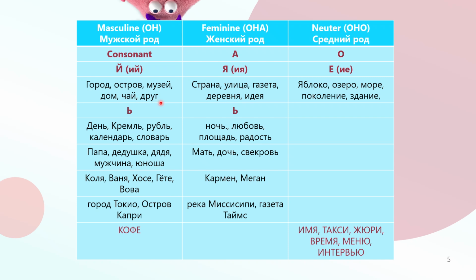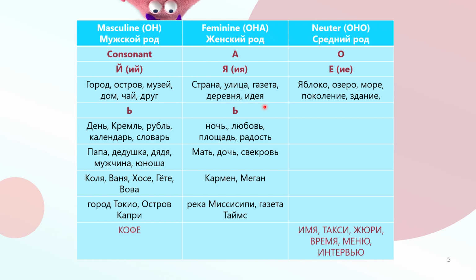And if the last letter of the word is a or ya, then this is a feminine noun. For example, страна, улица, газета, деревня, идея.